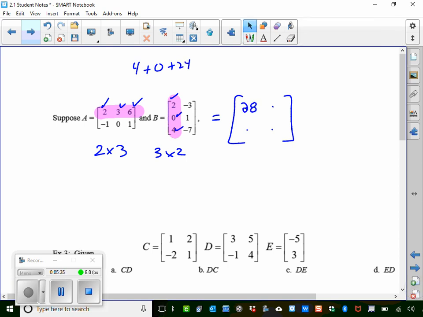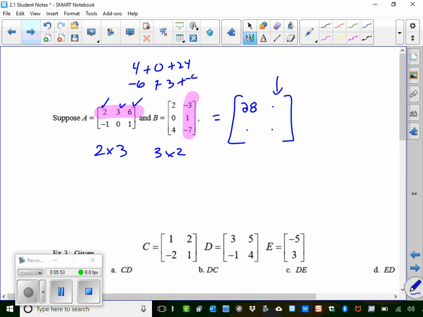So then I move it over. Now I have my first row, second column, so it's going to go in the first row, second column, right there. All right, so we got 2 times negative 3, so I got negative 6, and then 3 times 1 plus 3, and 6 times negative 7, negative 42. All right, so I get negative 48 plus 3, so negative 45.